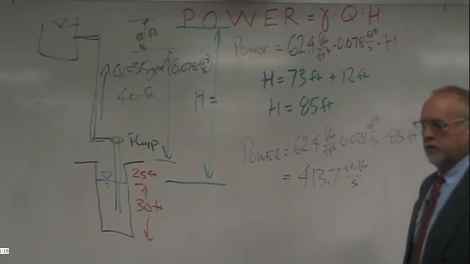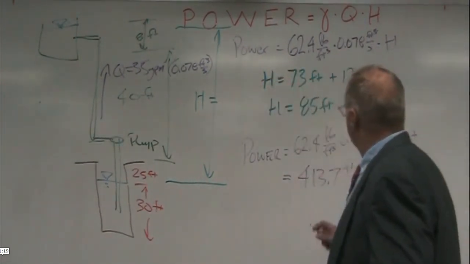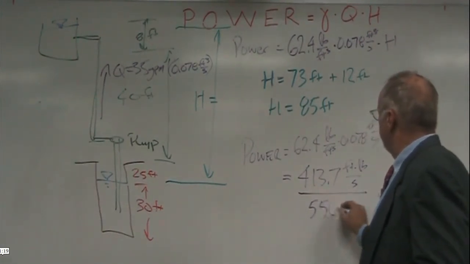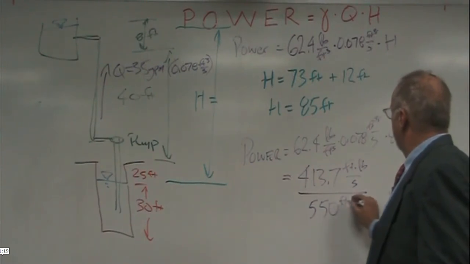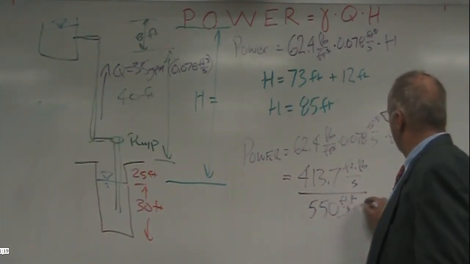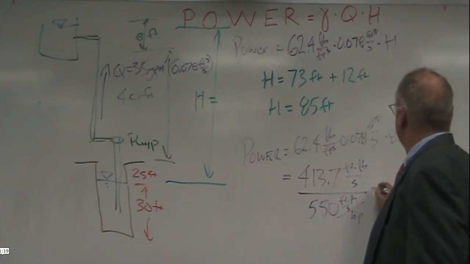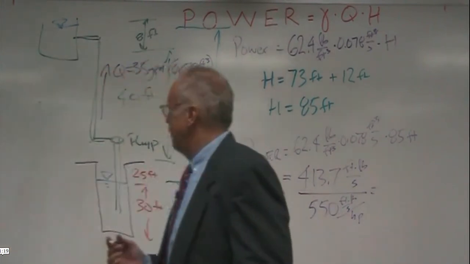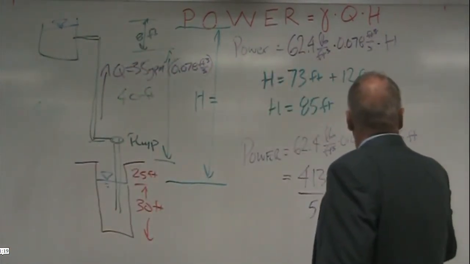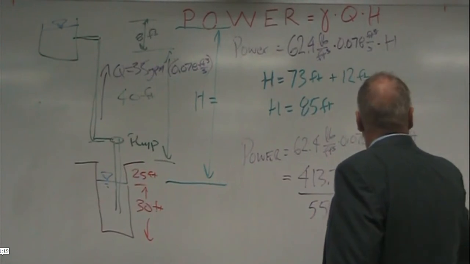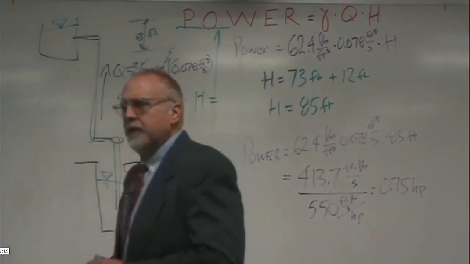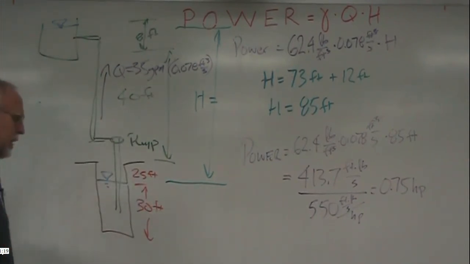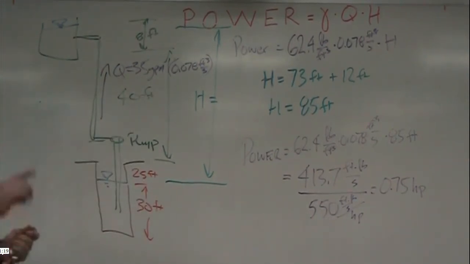So I want to know in horsepower. The conversion from foot pounds per second to horsepower is 550, and the units for that will be foot pounds per second per horsepower. That gives me, all right, the lovely Miss Shaylee will tell me the number. 0.75 horsepower. That, my friend, is the power it takes to raise that water up to the tank so we can quench the thirst of the people.